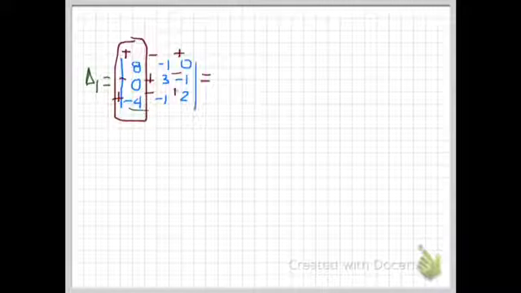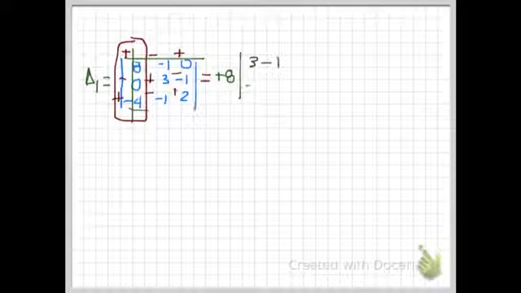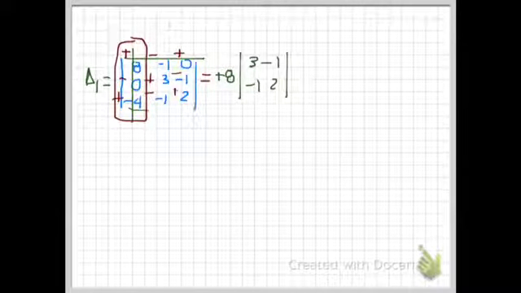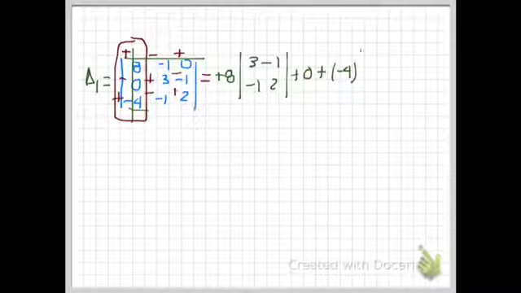Let's start by multiplying the first number, which has a positive in front, 8, and the minor that is left when I cross this with this is 3, minus 1, minus 1, and 2. Then I move to the second number, which is a 0, so I don't have to worry about that. I move to the next number, whose value is minus 4, and when I cross the column and row, I'm left with the minor minus 1, 0, 3, and minus 1.